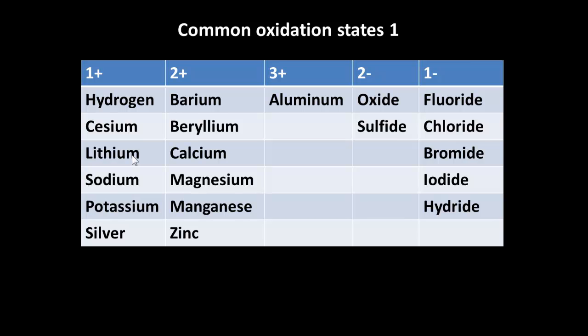Barium, beryllium, calcium, magnesium, zinc, manganese, zinc all have 2+. If you go to the other side, you'll see our fluoride, chloride, bromide, iodide and hydride. Those all have 1-. Hydride's a bit of an odd one out there. Obviously it's not a halogen. The hydride of course is hydrogen when it has gained an electron.